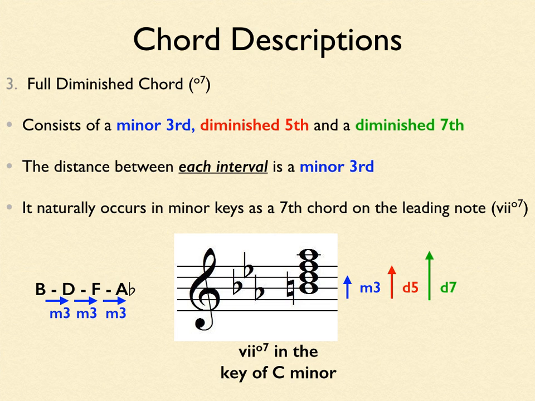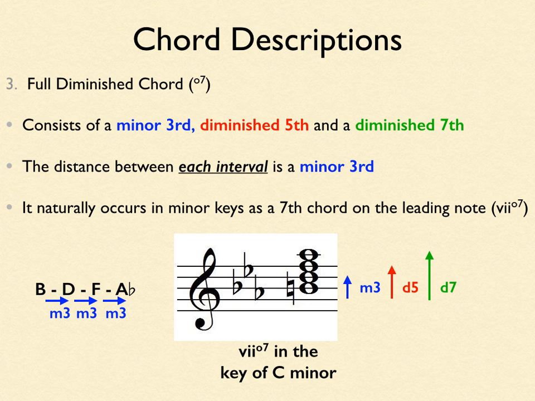You can look at it in terms of a minor 3rd between each note, or you can just look at the relationship between each note and the bass note, or the root. Okay, so that's where you get your minor 3rd, your diminished 5th, and your diminished 7th. So if I was to take away that diminished 7th, that A flat at the top, it's still going to be a fully diminished chord, because you're going to have a diminished 5th between your root and your 5th, between your B natural and your F.